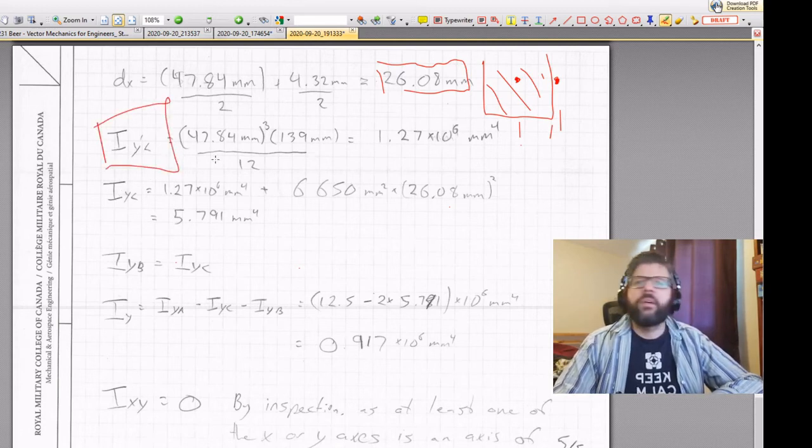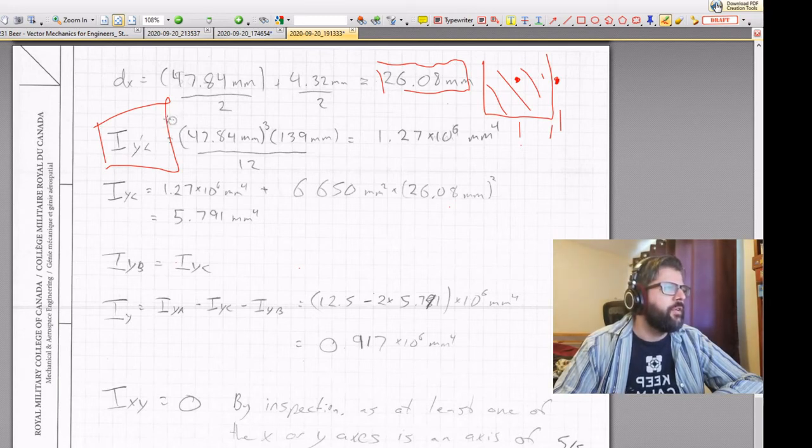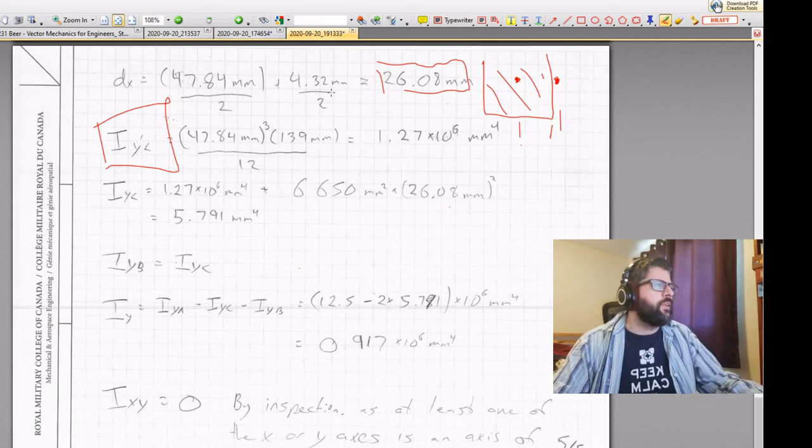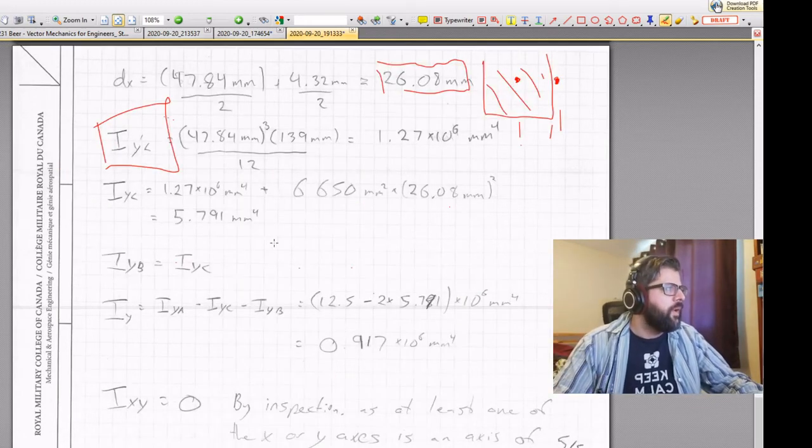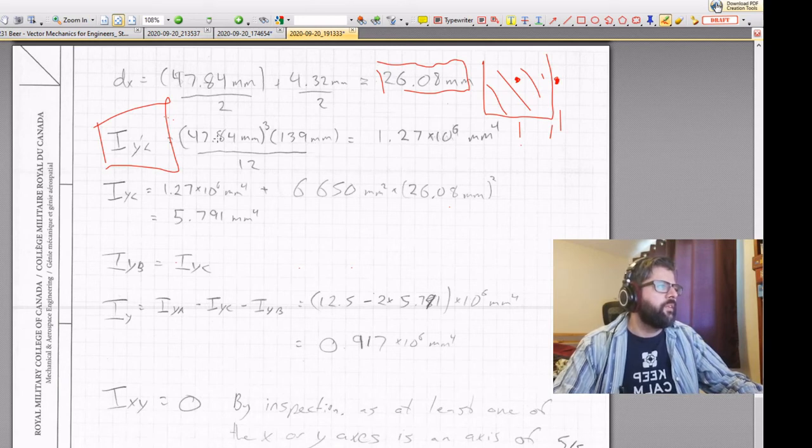Our IY prime here, and I realized I mixed up, it started on the previous page with B, I moved to C, I put C down here. Again, my bad. I should keep consistent. That having been said, we are in the same scenario here where the IY negative contribution from removing B and negative contribution from removing C is going to be the same thing because it's symmetrical. So again, just our base times our height. This time we are cubing the base instead of the height, and then I'll divide it by 12. That gives us 1.27 times 10 to the 6 millimeters to the fourth.